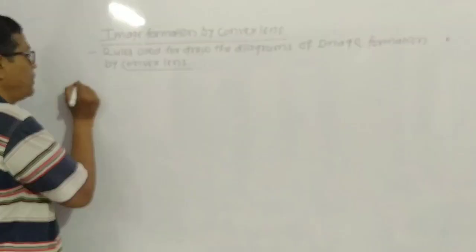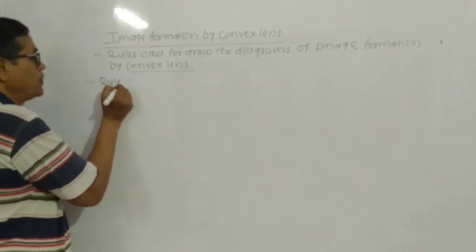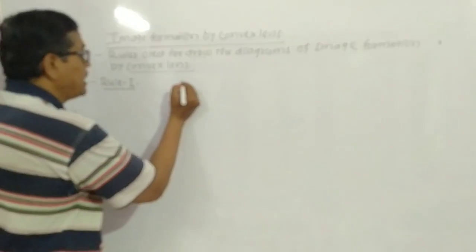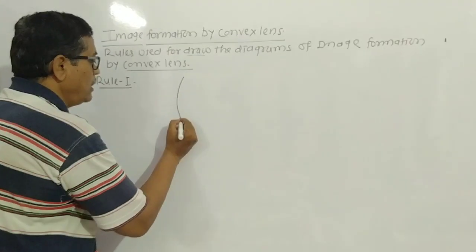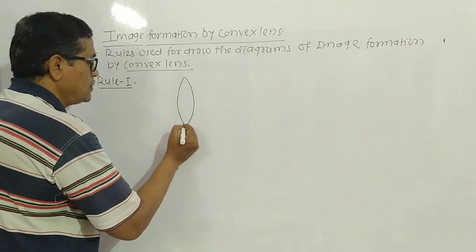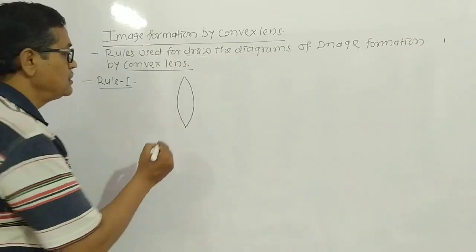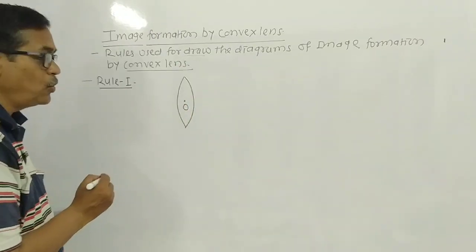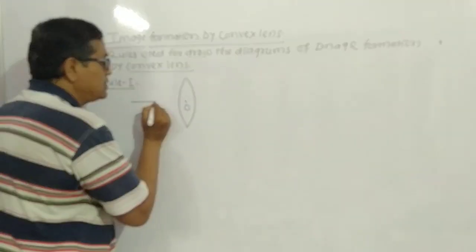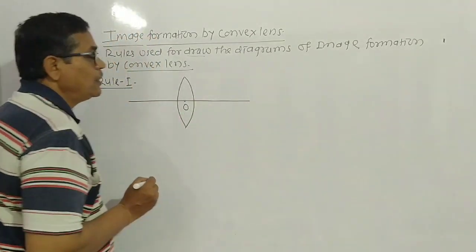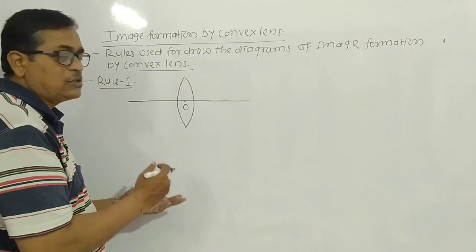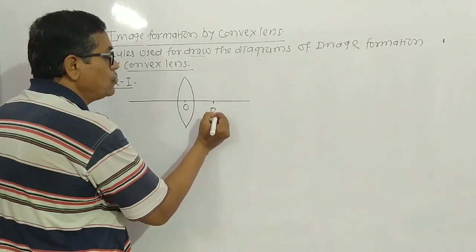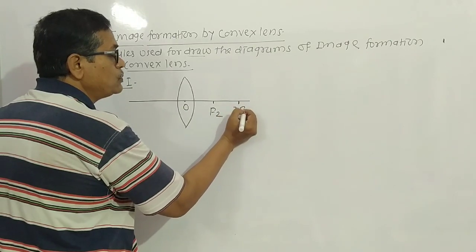Look here, rule number one. What is rule number one? We can draw this diagram firstly. Look here, a convex lens, and you know that the center of the lens is called the optical center O. Then here a principal axis. You know the focus of the convex lens is on the right side of the lens. Here F2 and then 2F2.